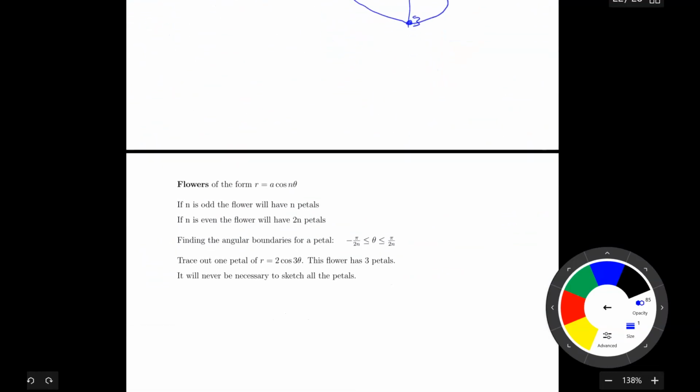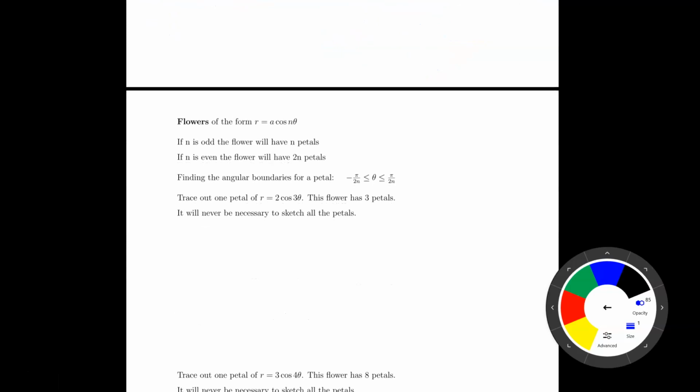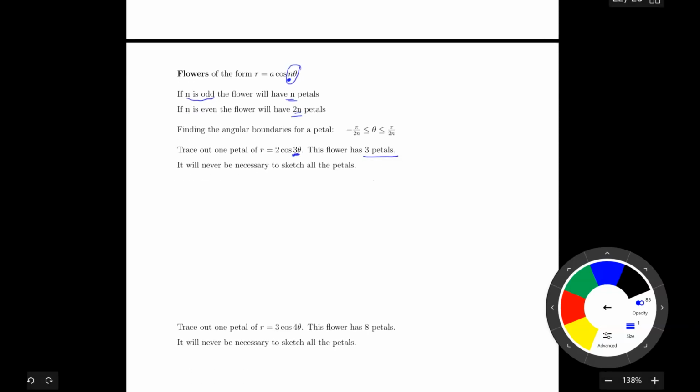Okay, so now we have flowers. So flowers are where there's a number in the angle, right? So like sine of or cosine of 3 theta. So if this number n is odd, I'm going to have n petals. Like this here, this number n is odd, so I'm going to have 3 petals. If this number n is even, I'll have 2 times n petals, like 4 petals if n was 2. Okay, or like this one, here n is 4, that's even, so I'm going to have 8 petals.